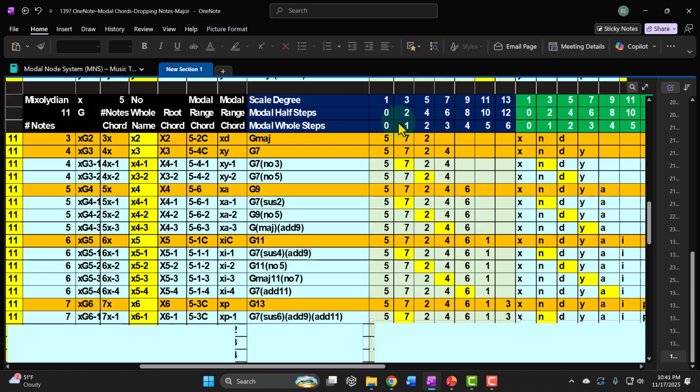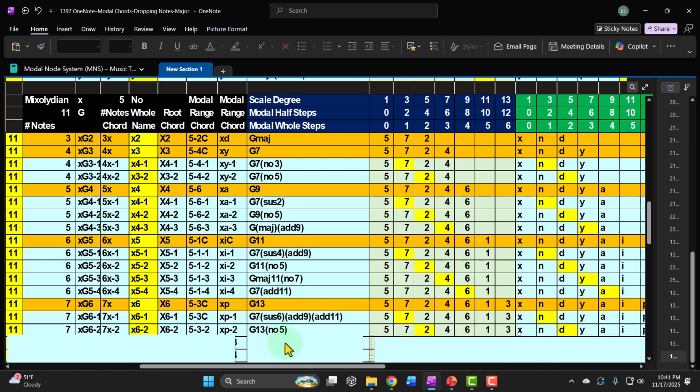And if I want to drop that 6th modal whole step down an octave and have the same pitch but an octave lower, I can just superscript it negative or -1, and boom, you have something that's way less ugly than that. And then if we remove the 5, it would be a G13, no 5. I'd rather call it a 7x, no 2, or an x6 -2.